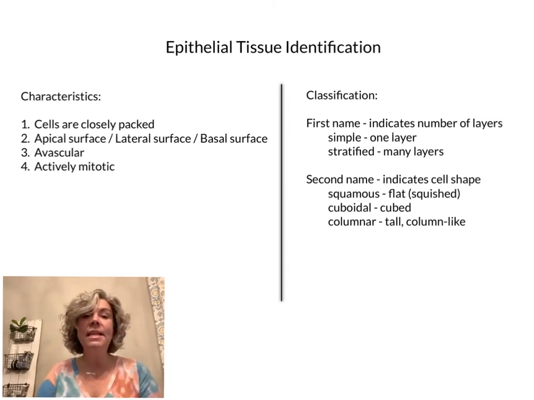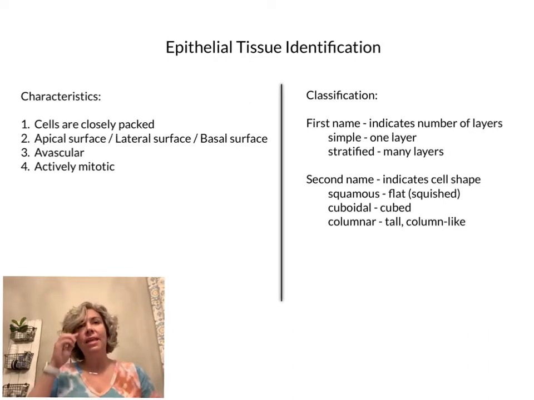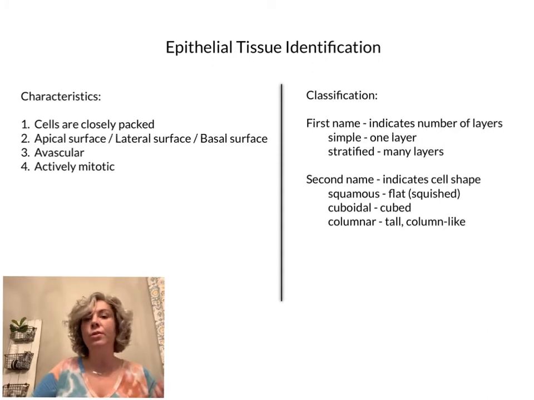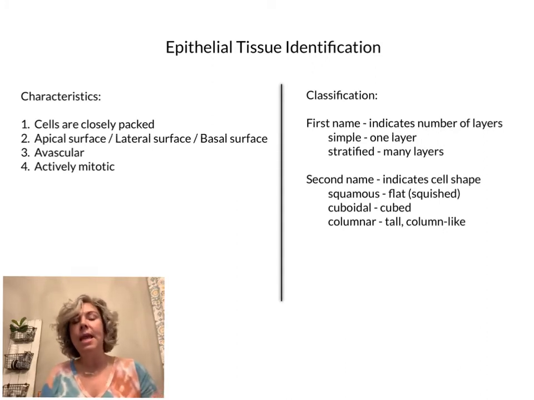And then lastly, epithelial tissue is actively mitotic, which just means that these cells undergo mitosis constantly. A lot of epithelial tissue is found in areas where there's friction, so we lose these cells easily. And being actively mitotic allows these cells to be replaced quickly.